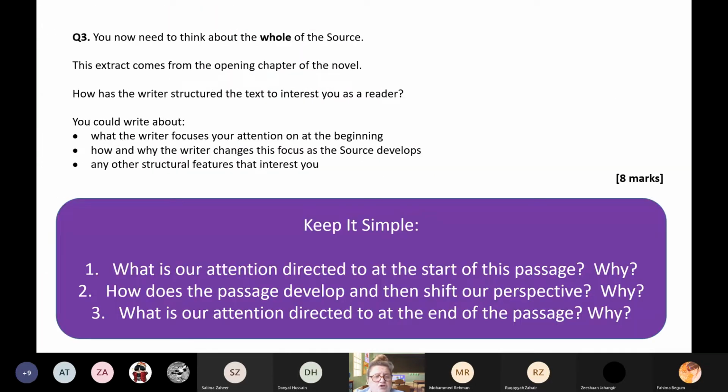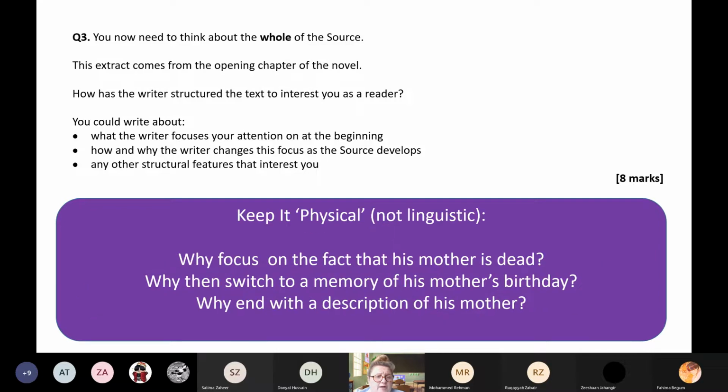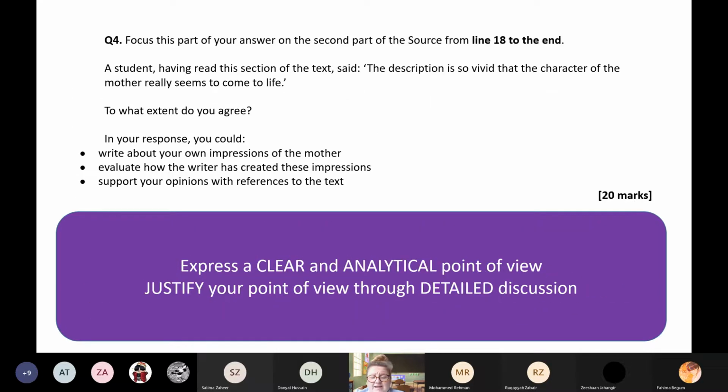When it comes to question 4, you need to remember that you are being asked to evaluate the text that is in front of you. So question 4 will say, focus this part of your answer on the second part of the source from line 18 to the end. A student having read this section of the text said, the description is so vivid that the character of the mother really seems to come to life. To what extent do you agree?